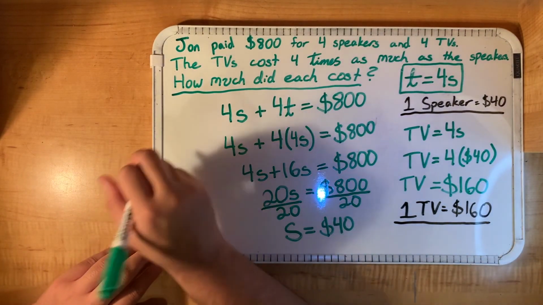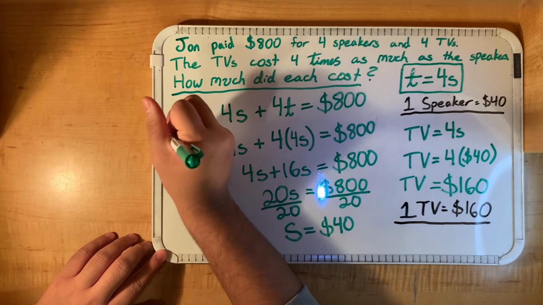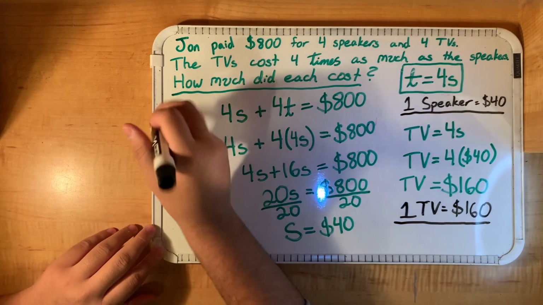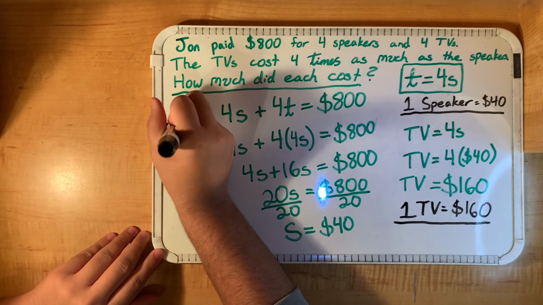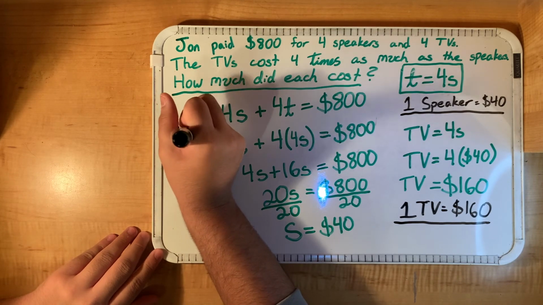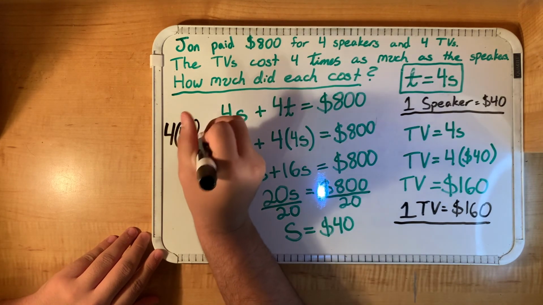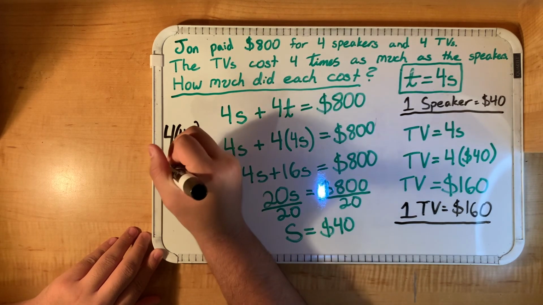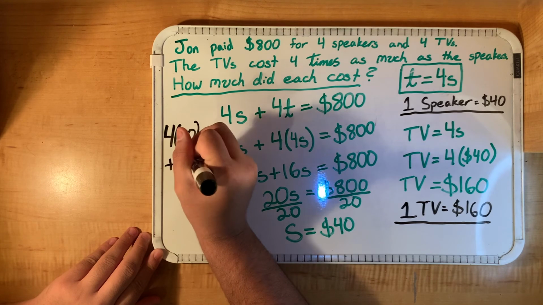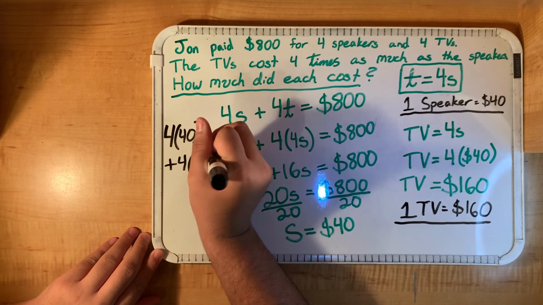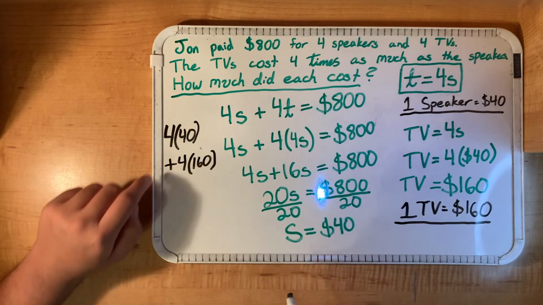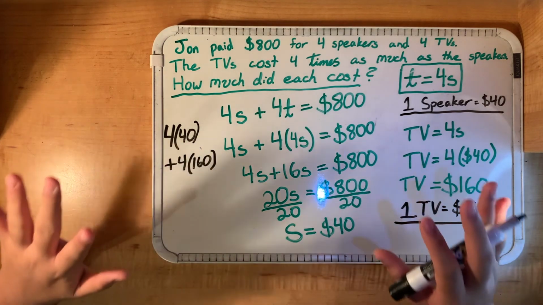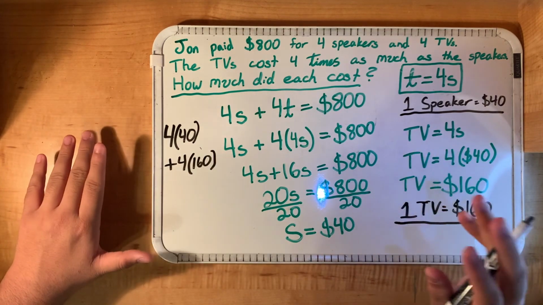So we have, I'm going to do this in black marker, 4 times 40 plus 4 times 160. First we need to multiply out this 4 and 40. If your teacher isn't requiring this, you can click off the video now.